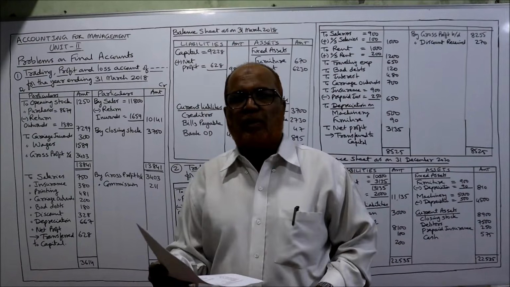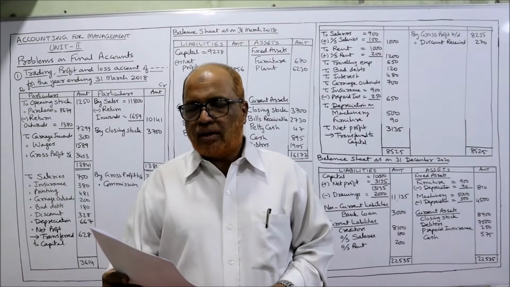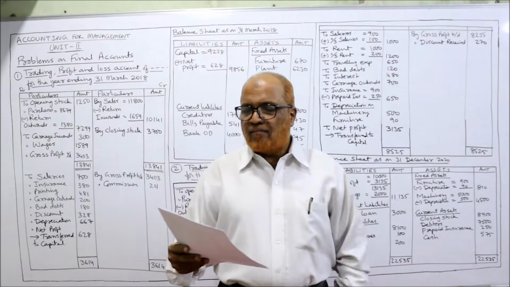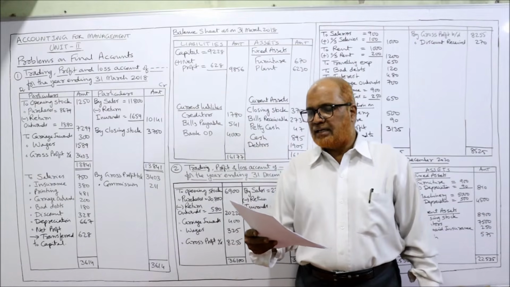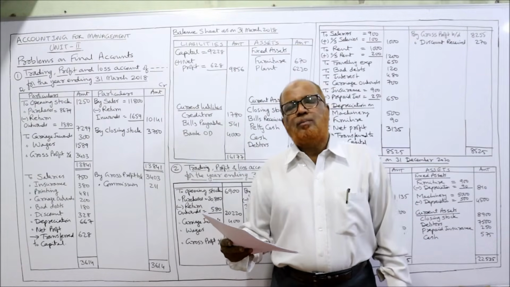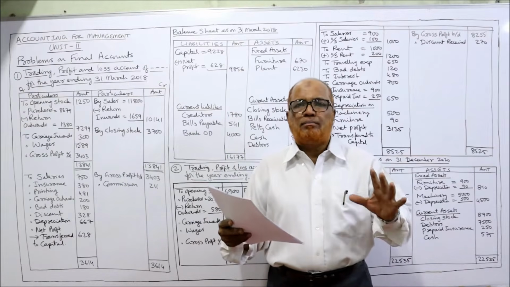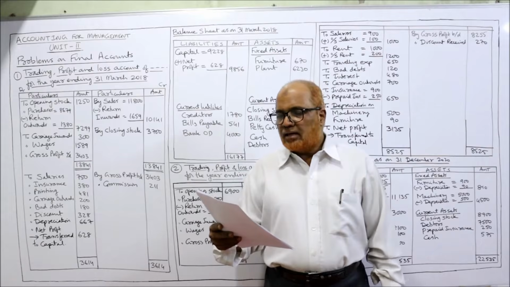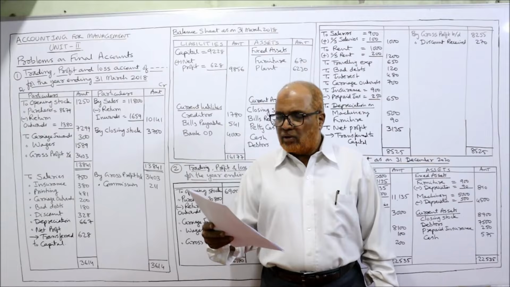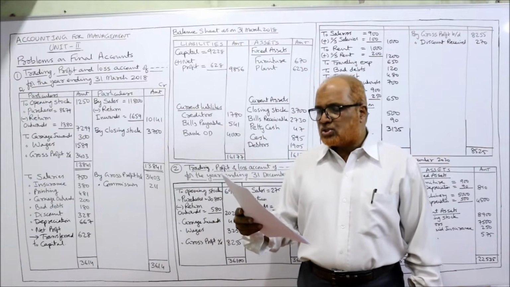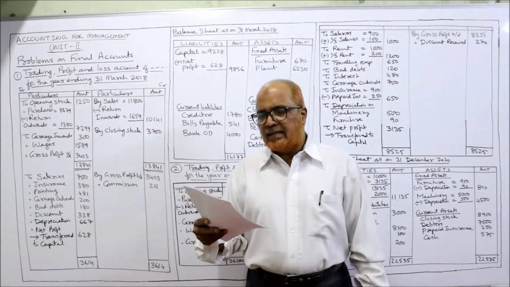Come on, see the first problem. Problem number 1. From the following details, prepare the final accounts for the year ending 31st March 2018. Final accounts means we have to prepare the trading account, profit and loss account and balance sheet combined together. Then particulars, amount. Items are given, and below the items closing stock is given as 3,700. Now one by one we will discuss each item.